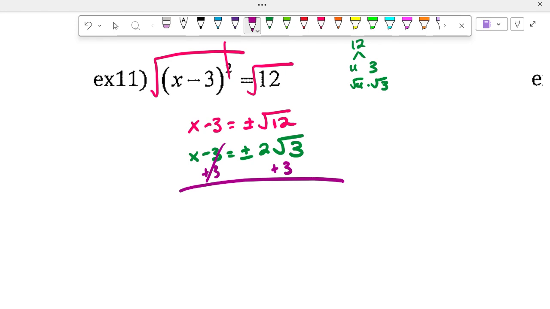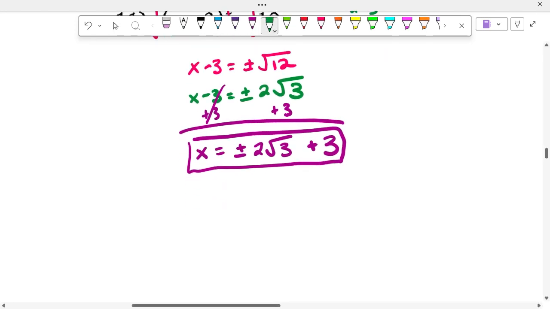Because remember, you cannot combine radicals unless they have the same radical next to each other. So the only way we can rewrite this is x is equal to plus or minus 2 square root of 3 plus 3. And that's all we can do. We're done.